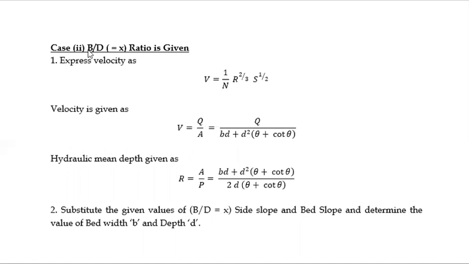So this is for case 2, that is B by D ratio is given. You are already aware of the velocity formula, that V is equal to 1 by N, R power 2 by 3, S power 1 by 2, and the velocity is also given. You know about the continuity equation, A is equal to Q by V, and with this you can get the area. For the hydraulic mean depth, you know R is equal to A by P, and also you know what A is and what P is. Then you can go for step 2, that is to substitute the values of B by D equal to X and the side slope and bed slope, and determine the value of bed width B and depth D.